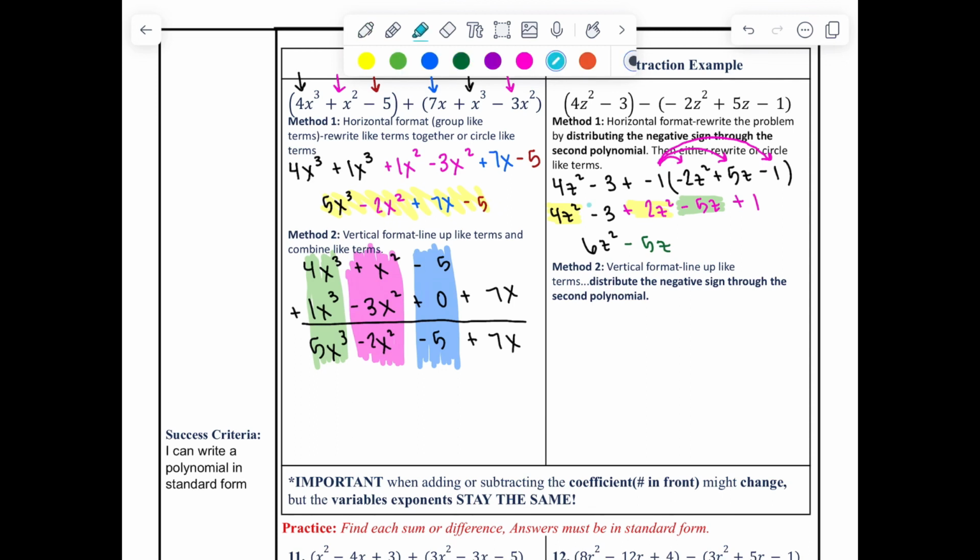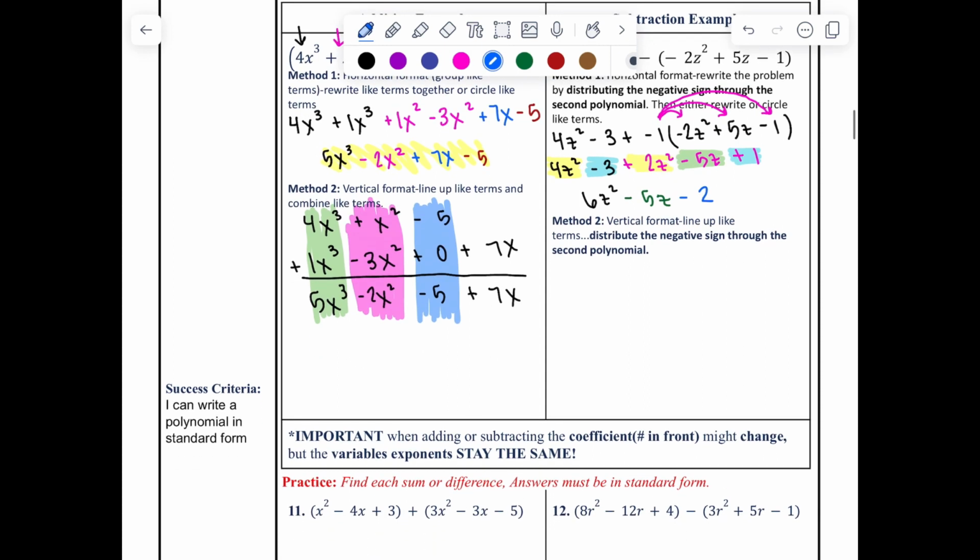I do have two constants that can be combined. There's a negative 3 and a positive 1. Negative 3 plus 1 is negative 2. So to finish off my expression, I'll copy down the negative 2. And those are all of the like terms, and I can't combine this any further, so this is my final answer.